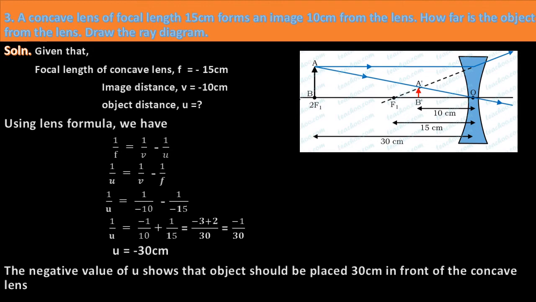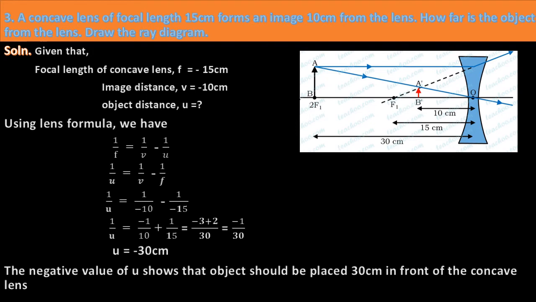So let us use the lens formula. 1 by f is equal to 1 by v minus 1 by u. When we rearrange, 1 by u is equal to 1 by v minus 1 by f. Let us substitute. 1 by u is equal to 1 by negative 10 minus 1 by negative 15. So finally we get 1 by u is equal to minus 1 by 30. Taking the reciprocal, u is equal to negative 30 centimeter. So hence the object distance is negative 30 centimeter. Here the negative value shows that the object should be placed 30 centimeter in front of the concave lens.